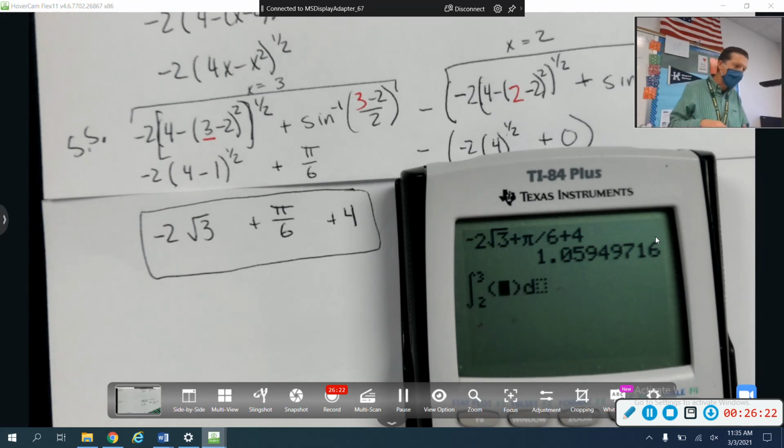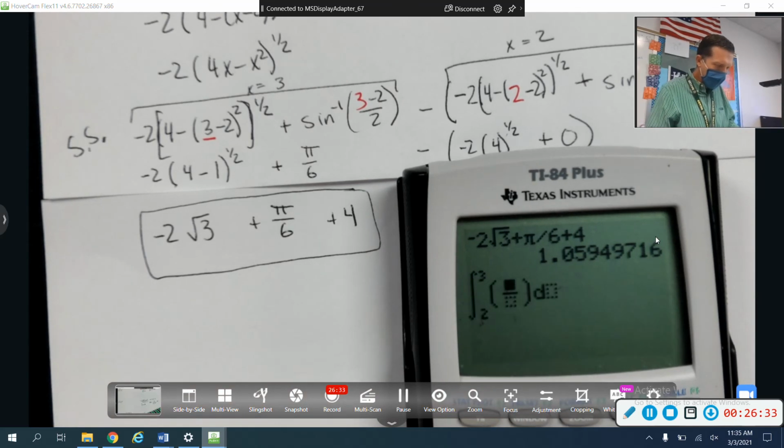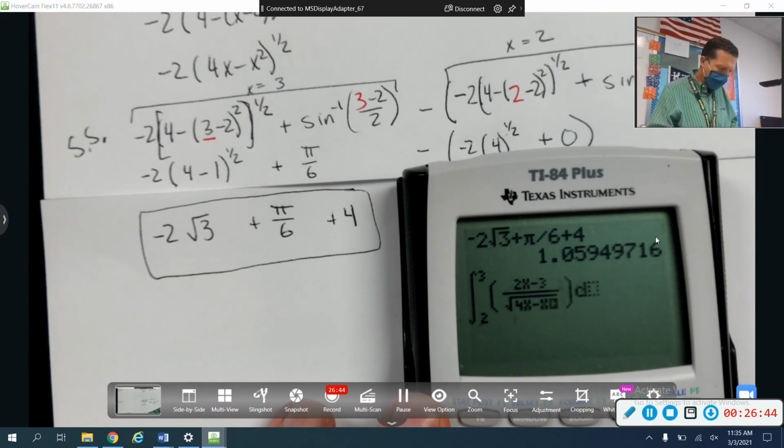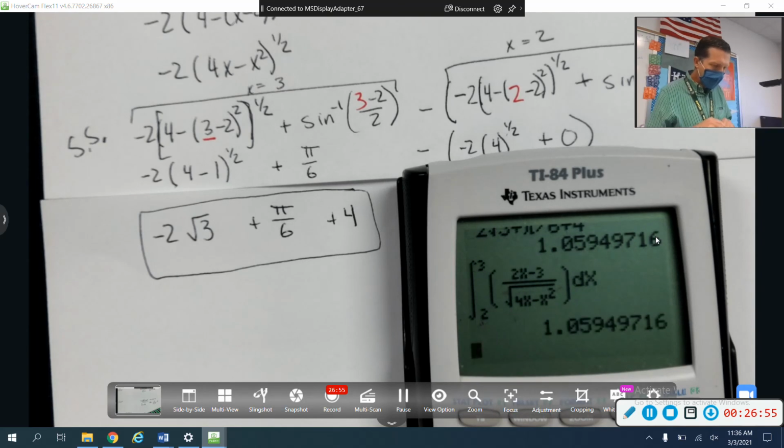I feel terrible since I recorded this 20-minute long problem and then miss it. Let's see, where's that fraction I always cut out when we were checking it. That's right. Now 2x minus 3 over square root 4x minus x squared dx. 2 to 3, 2x minus 3, square root 4x minus x squared dx. Woo! Yes, amazing. I was worried.